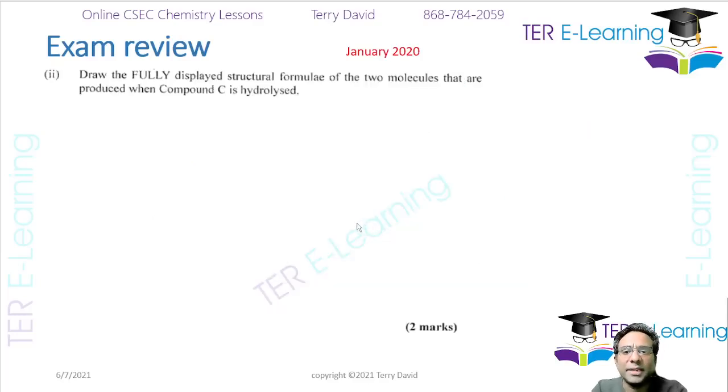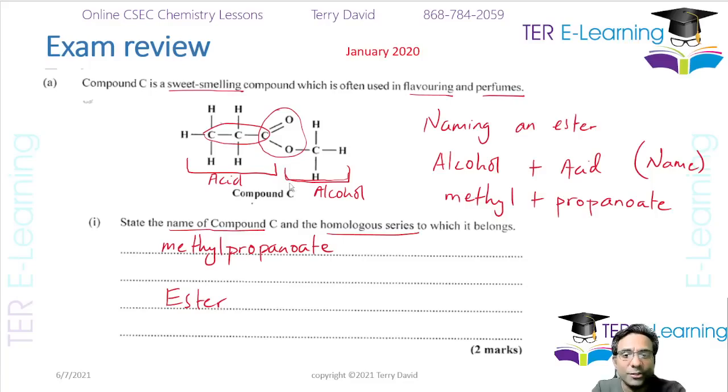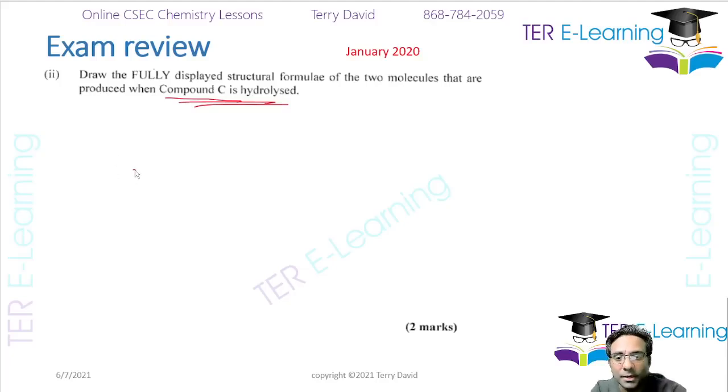Now they said draw the fully displayed structural formula of the two molecules that are produced. Similar to the question we just did, we are hydrolyzing this ester this time. So what you're really doing is breaking up the ester into its alcohol and its carboxylic acid. The acid has 3 carbon atoms, so let's draw that. 1, 2, 3. Our acid is going to look like this. When we hydrolyze the ester, that's one product I'm going to get.